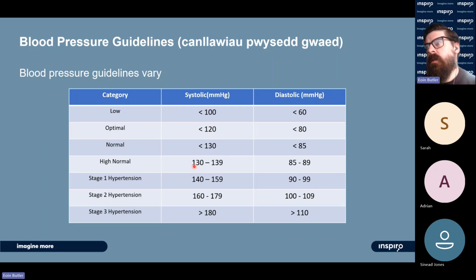The high side of normal is 130/139 over 85 to 89. Stage 1 hypertension. So hypertension means high blood pressure. Hyper meaning high. So stage 1 hypertension would be 140/159 over 90 to 99. Stage 2 hypertension, 160/179 over 100 to 109. And then stage 3 hypertension would be anything above 180/110.